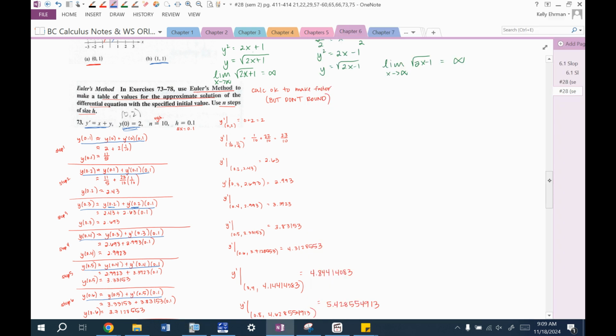So anyway, you can kind of shortcut things like that. You usually have to do 2 or maybe 3 steps, maybe 4 at the most on the AP exam. 10 is a bit much.